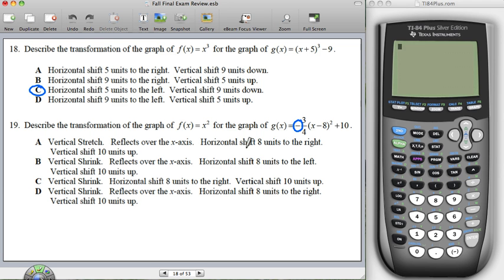Let's start this one over. So I have the negative, which reflects it over the x-axis, so I can eliminate C. This is 8 units to the right, so that says to the left, so I can eliminate that. 10 units up, both of these say 10 units up. For my 3/4, that is a vertical compression, which in these terms is the same thing as a vertical shrink. So my answer for 19 is going to be D. So vertical shrink is the same thing as compression.